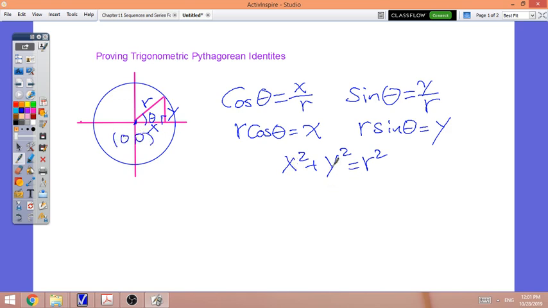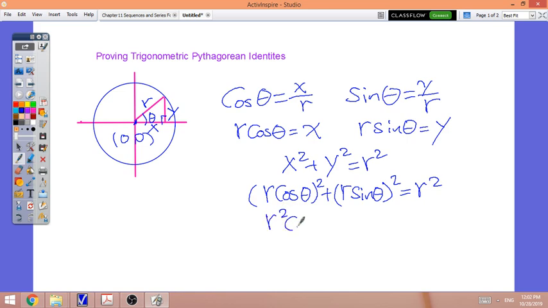So now instead of using x and y, we're using the replacement r cosine of theta for x. So we got r cosine of theta, quantity squared. And then for y, we're using r sine of theta, quantity squared, so that equals r squared. And then once you square this out, we got r squared cosine squared of theta, and for this one, we do have r squared sine squared of theta, so that equals r squared.